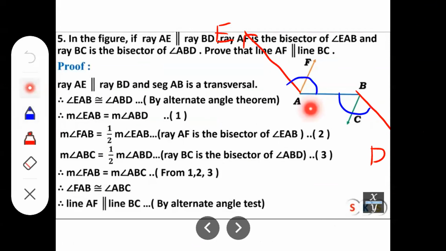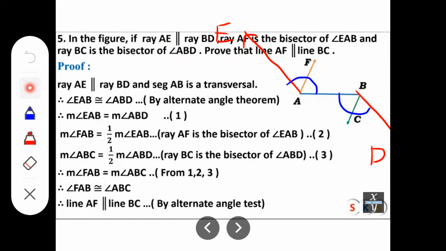So here is the fifth example from practice set 2.2. Students, see the example. Look at the figure here. Now what is given in your example? That ray AE is parallel to ray BD. Here you can see ray AE, this one is parallel to ray BD.